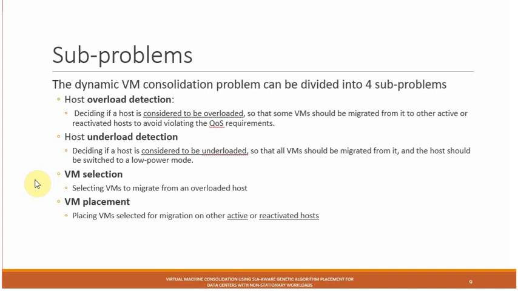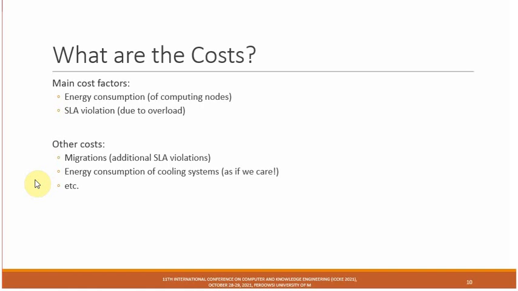VM selection, that is, selecting VMs to migrate from an overloaded host. VM placement. This subproblem indicates the new places of the migrating VMs in case of overload detection and underload detection. The main costs in the consolidation problem include energy consumption of computing nodes and SLA violation due to overload. That is, the provider should pay the penalty for SLA violation. There are also other costs such as migrations and energy consumption of cooling systems.